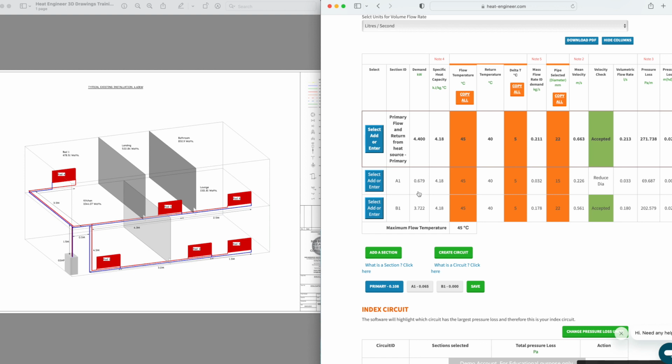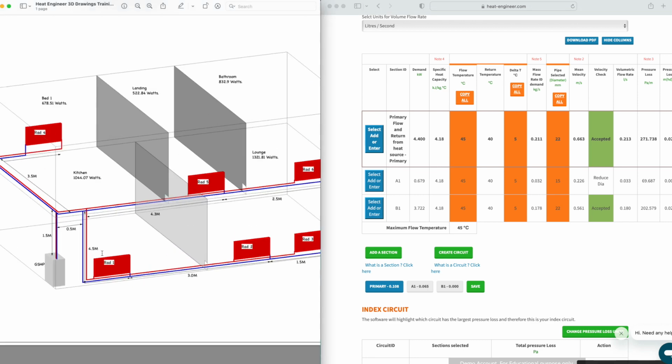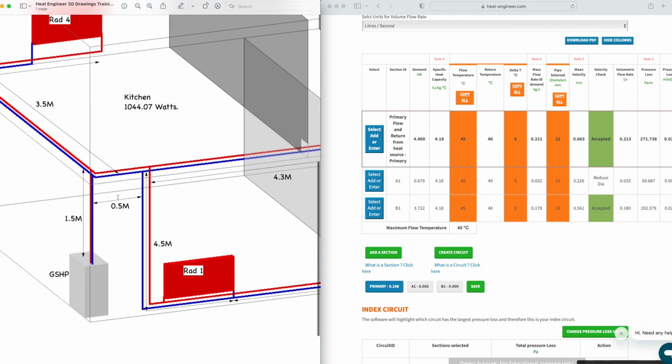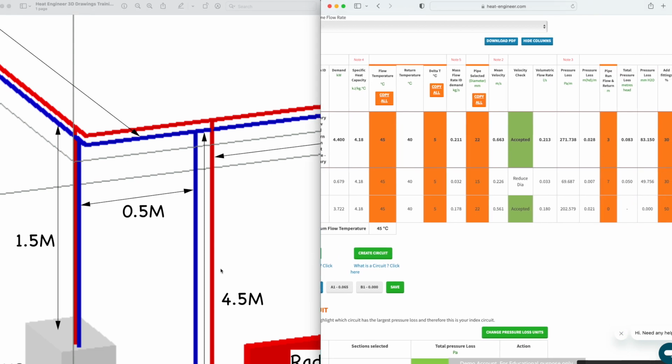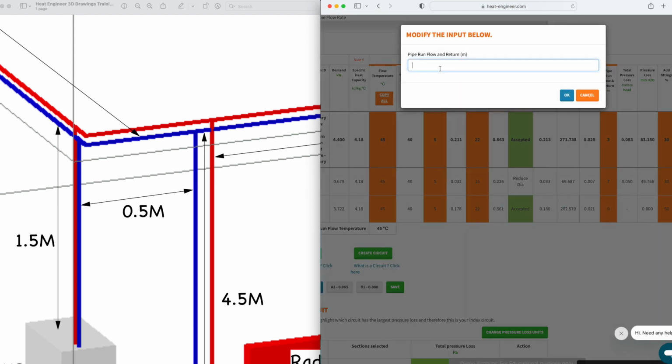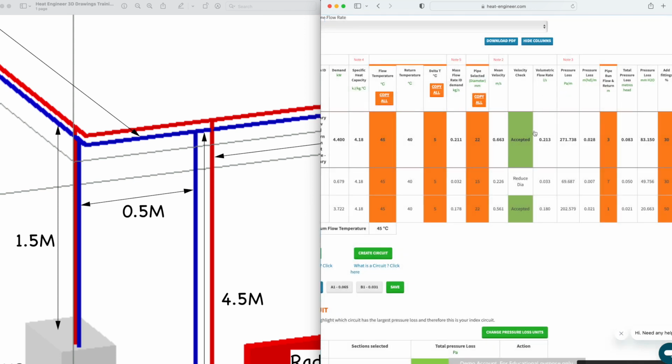If I zoom in again, we've only got 1/2 meter in length, but I'm going to zoom right in there because I just need to make sure that people understand this a little bit. So we've got 1/2 meter in length, which we add together because it's a flow and return, so we make that 1. So we're on 1 meter in total.